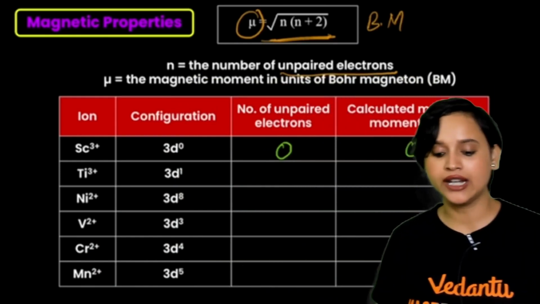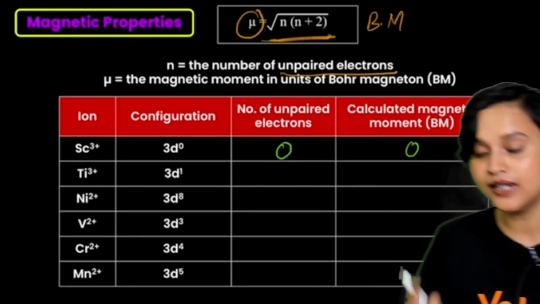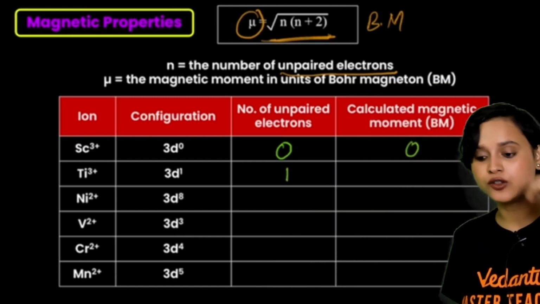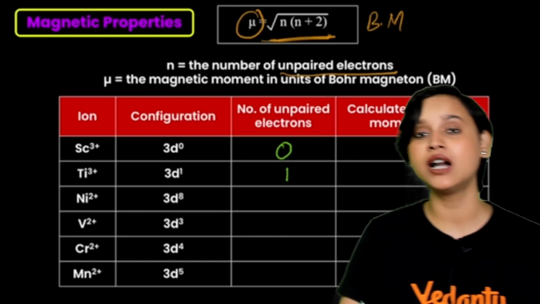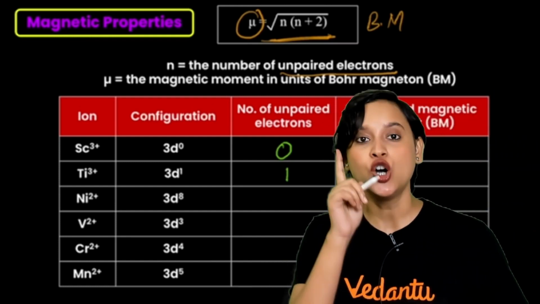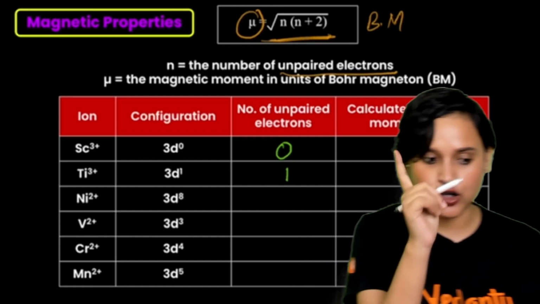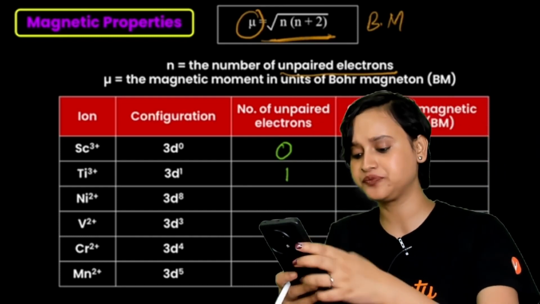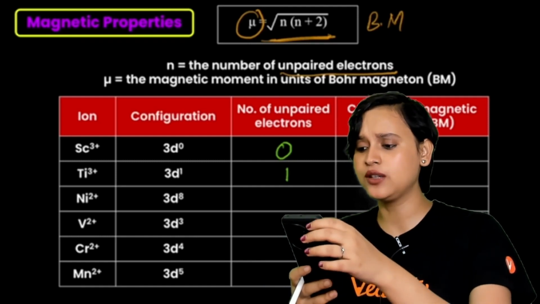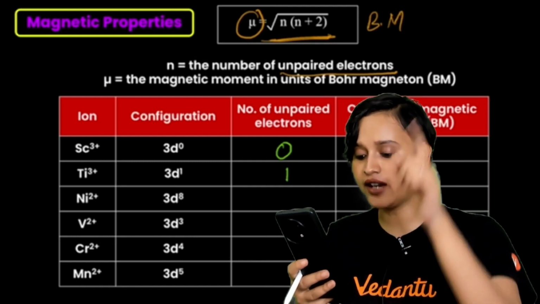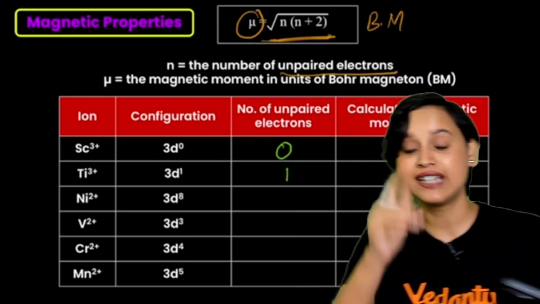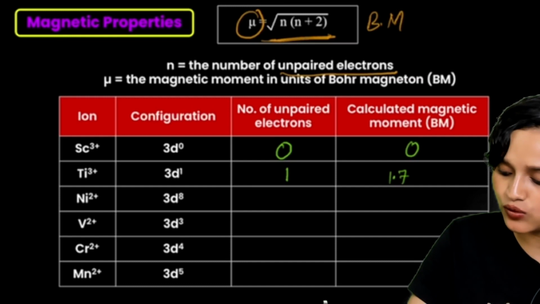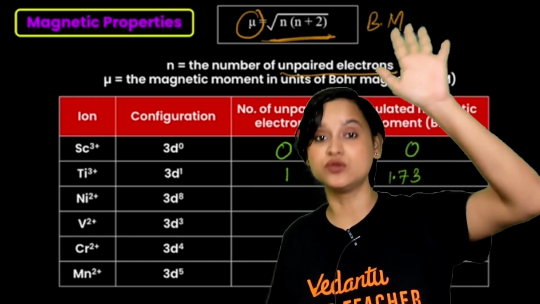Now look at it. Titanium 3+ will have 1 electron. Number of unpaired electrons is 1. What is the calculated Bohr magneton? 1 multiplied with 1 plus 2 means 3. Root over 3 is the answer. Let's calculate root over 3, everyone. If you don't believe me, I will tell you. Yes, the answer is 1.732. That is the correct answer.